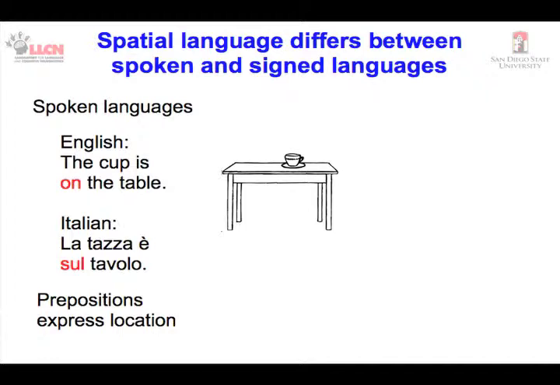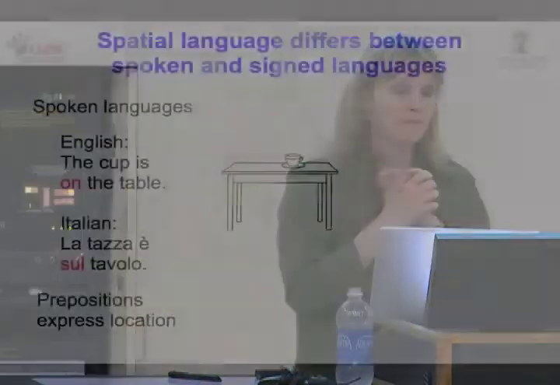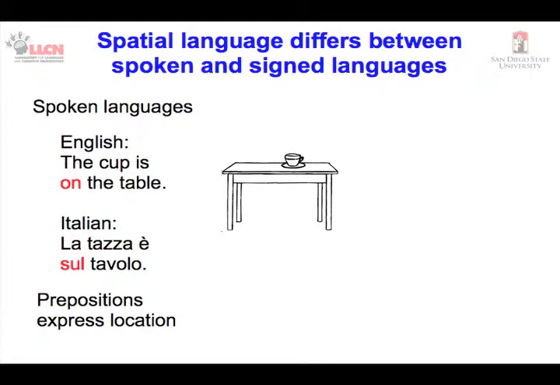And it turns out that most spoken languages use these sort of functional elements or closed class words, grammatical words called prepositions or locative affixes that encode the spatial relationship. So it's on in English, sul in Italian, en in Spanish, and those of you in other languages can think about what word you would use to encode that. For sign languages, it's a little different.